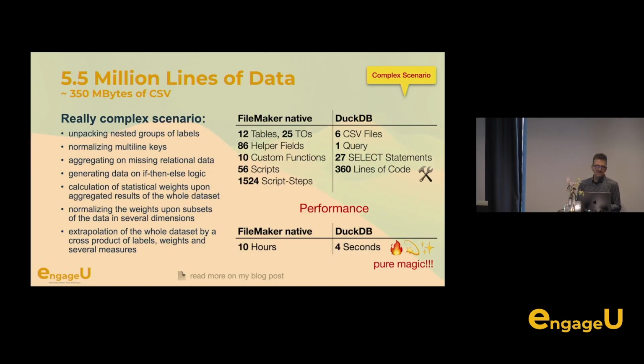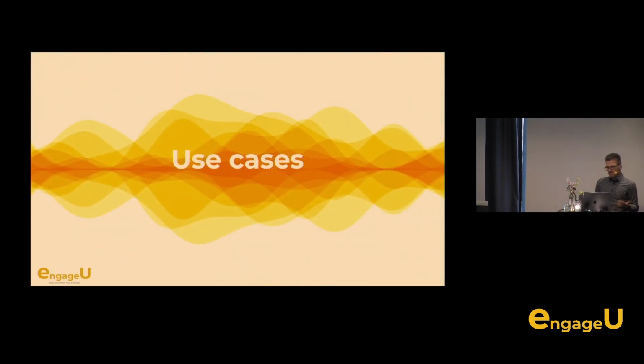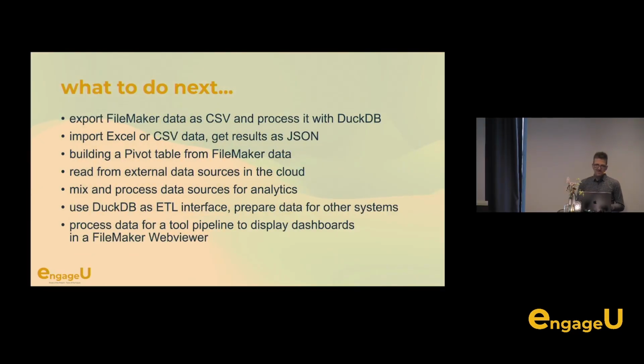And it's kind of like the FileMaker scene, but even a bit bigger. And you can learn interesting stuff there. And so possible use cases we saw before: you can export FileMaker data to CSV and process it with DuckDB. You can import Excel or CSV and get the result as JSON. This alone could be worth it. You can build pivot tables. You can read from external data sources in the cloud and mix and process these data sources for analytics.